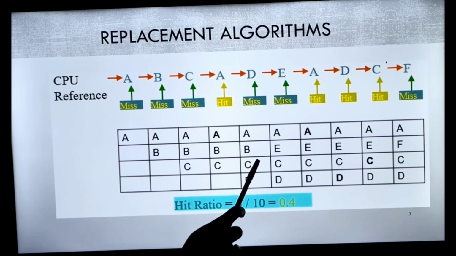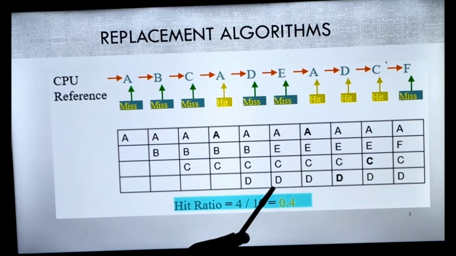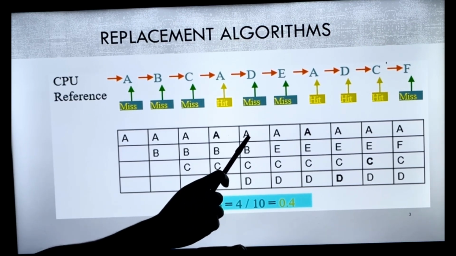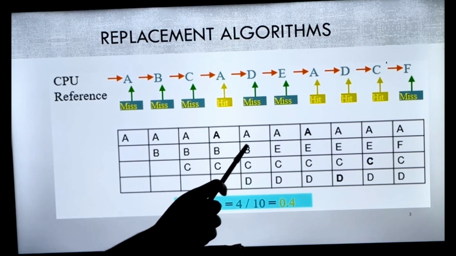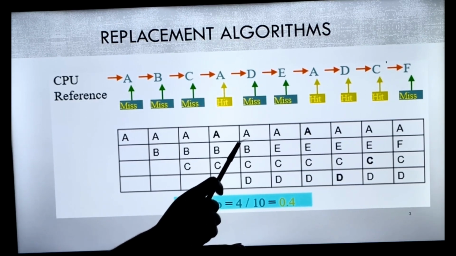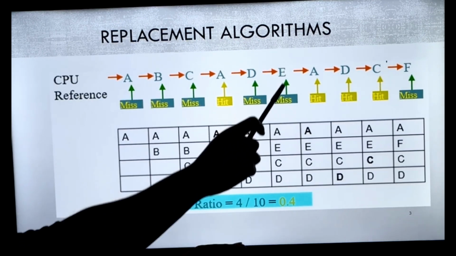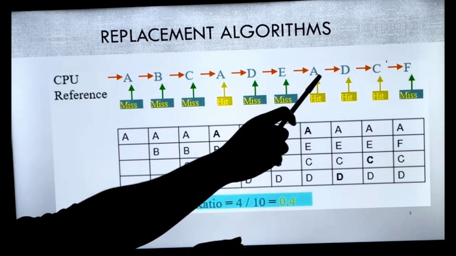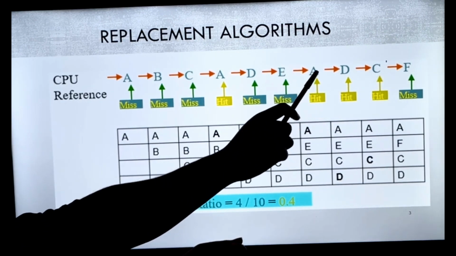Now we are using LRU, least recently used. So in least recently used, which one will I eliminate? The oldest one. Now which one is the oldest one? It's not A, because A is recently used here. As I told you, B is the oldest one. So I will replace this B with E. You understood that?